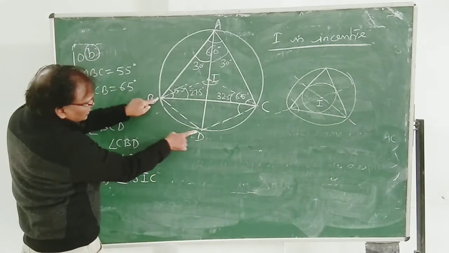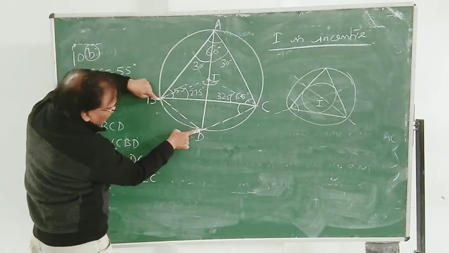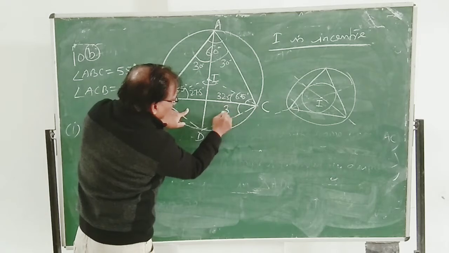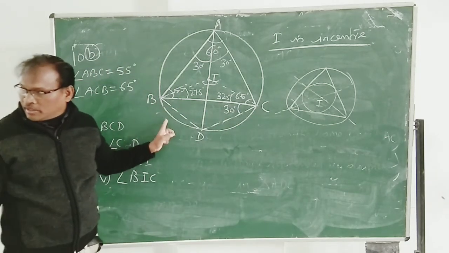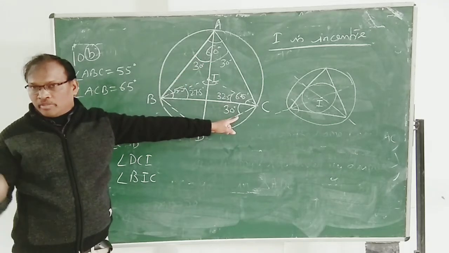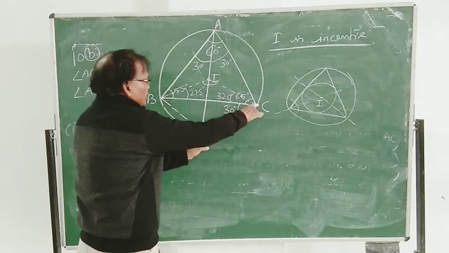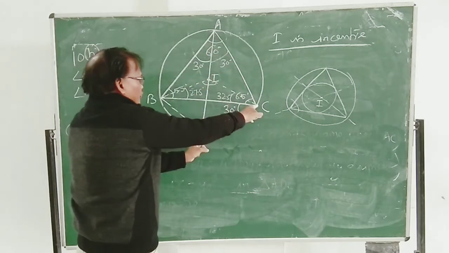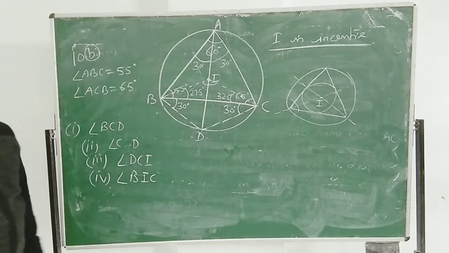From the chord BD, this angle is 30, and from the same chord this angle is also 30. Similarly, from the same chord CD, this angle is 30 degree, and from the same chord this angle is also 30 degree.